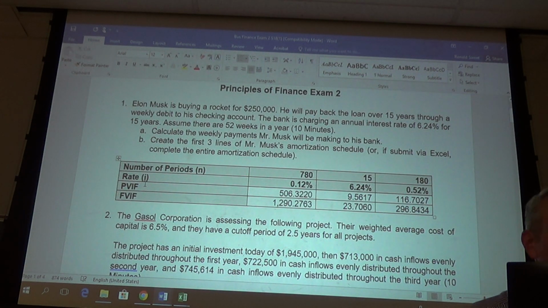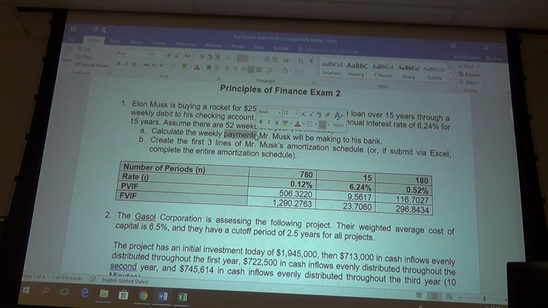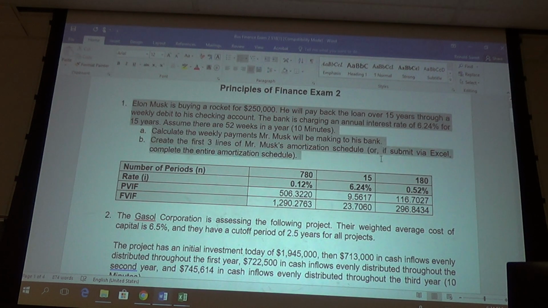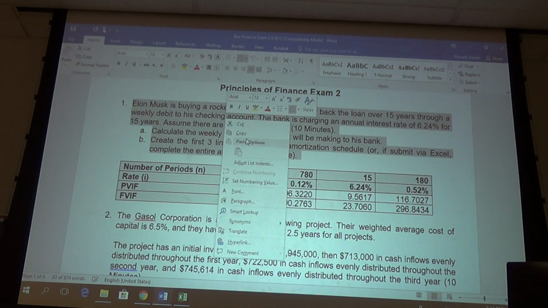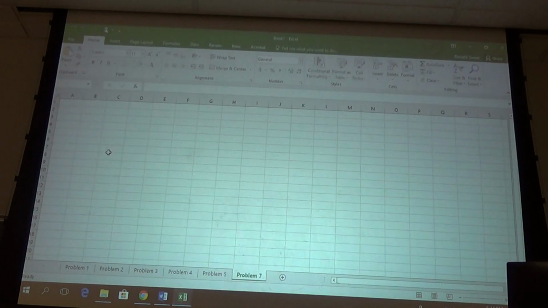Musk is going to buy a rocket. So the first thing you have to do in this first question is figure out is this a present value or future value. It might give you a present value, it might give you a future value. Keywords to look for, if it says payments, then it's probably a loan, right? A present value because he's paying off a loan. If it says investments, it's probably a future value because he's investing for the future. All right? So let's bring all this in to Excel.